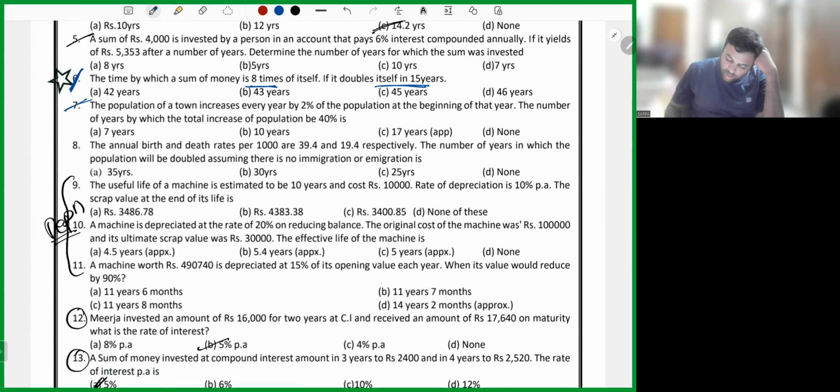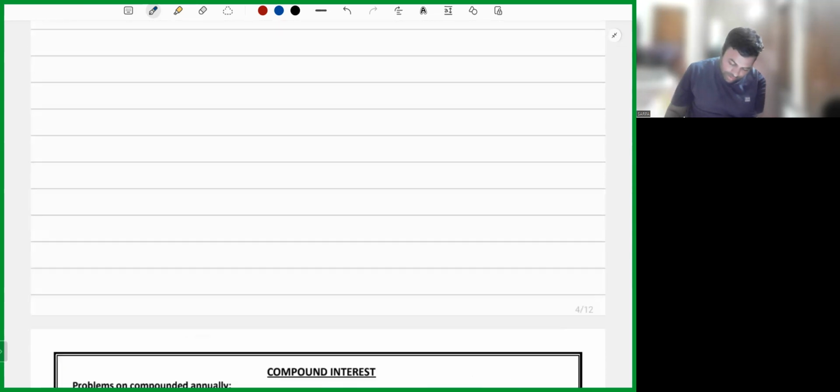The population of a town increases every year by 2% of the population at the beginning of the year. The number of years by which the total increase of the population will be 40%. Now, he's telling the time by which the population increases by 40%. Let's take an example and let's solve.